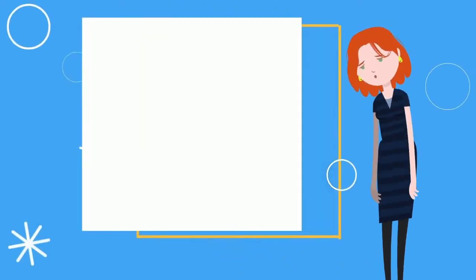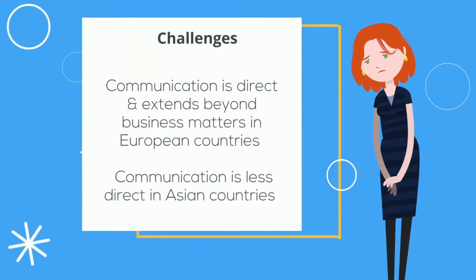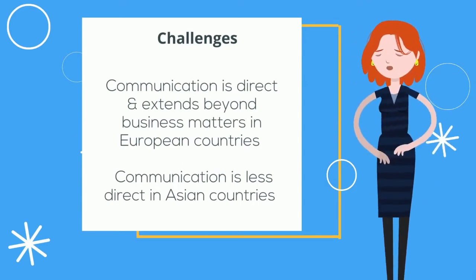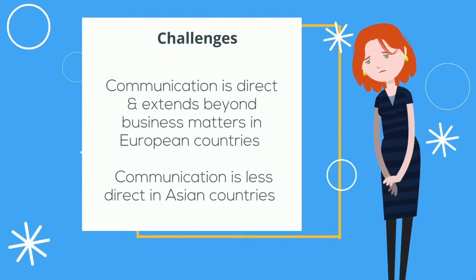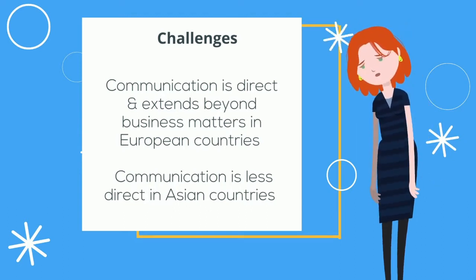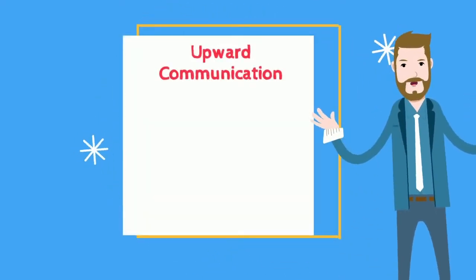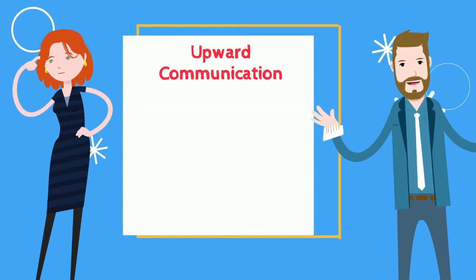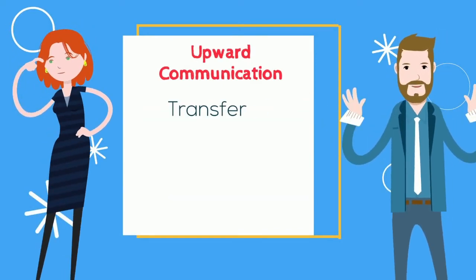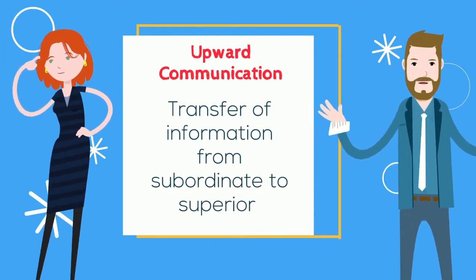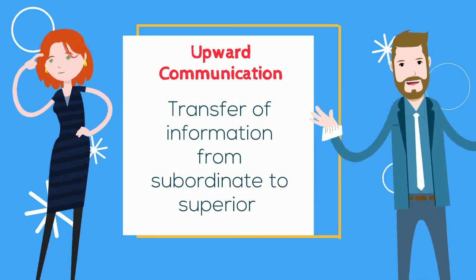For example, in Asian countries, downward communication is less direct than in the United States. In some European countries, downward communication is not only direct but extends beyond business matters. Upward communication. The meaning of upward communication is the transfer of information from subordinate to superior. The main purpose is to provide feedback, ask questions and obtain assistance.